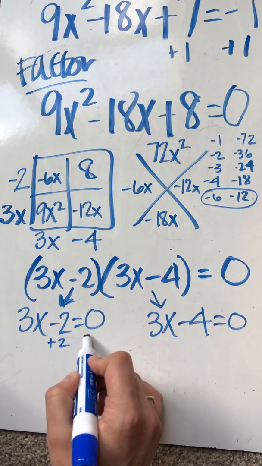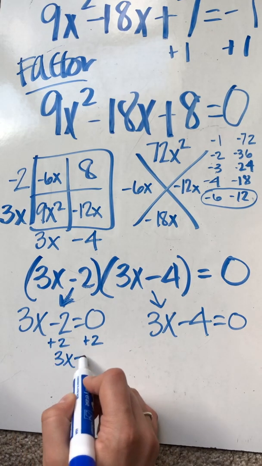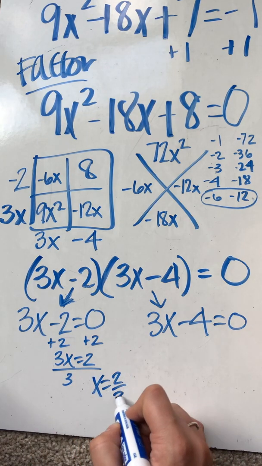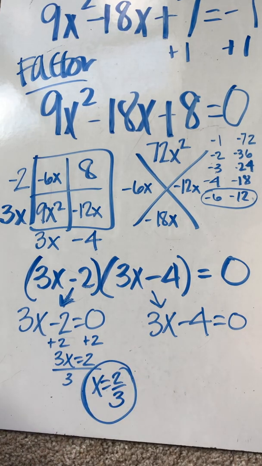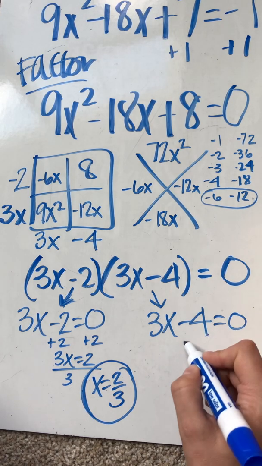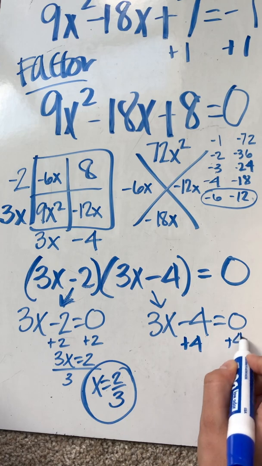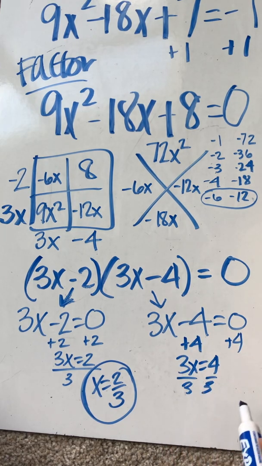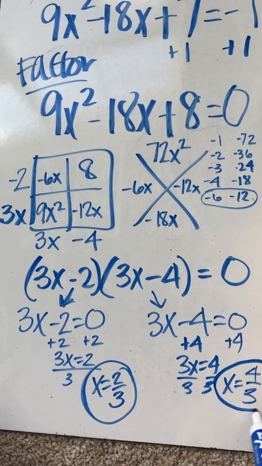So I'm going to add 2 to both sides for this one, and then divide both sides by 3. So x equals 2/3, or use a calculator, and you can use the decimal. I think it's 0.66. Add 4 to both sides for this equation. So 3x equals 4. Divide by 3. And x equals 4/3, or I think it's 1.33. So you've got your two solutions.